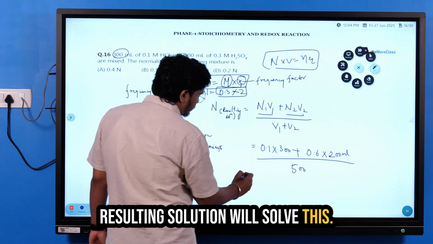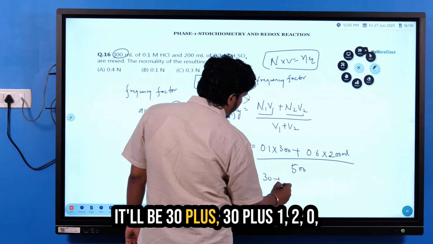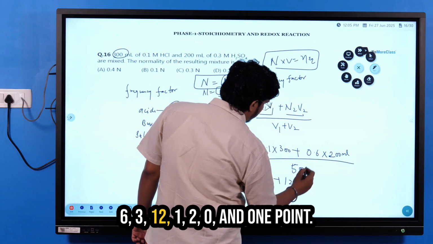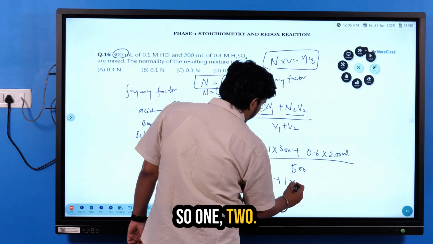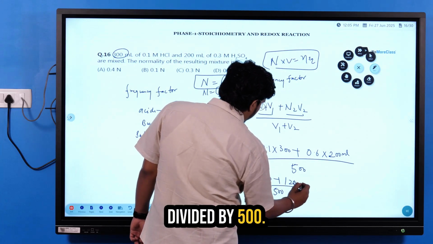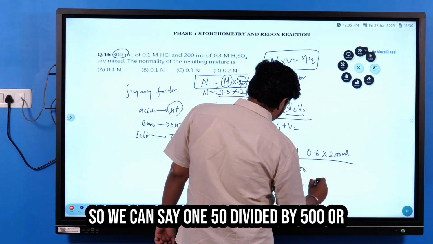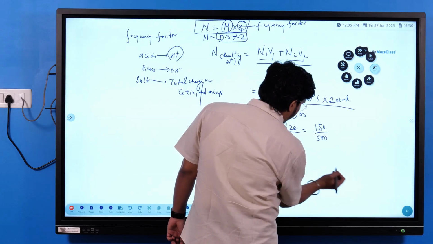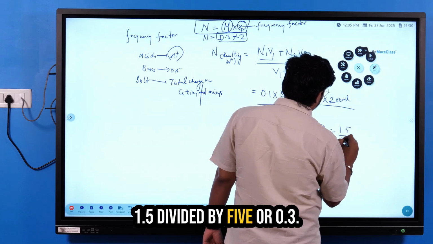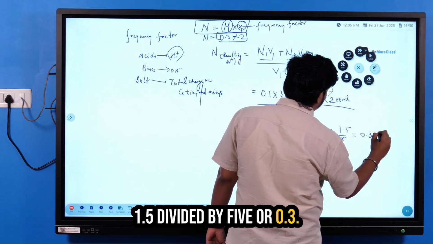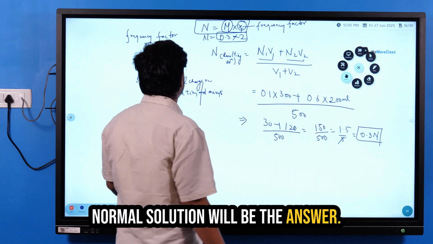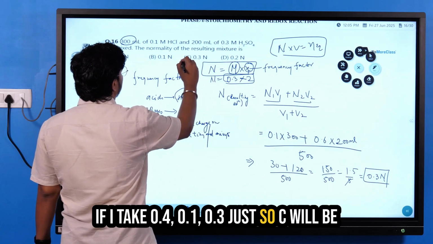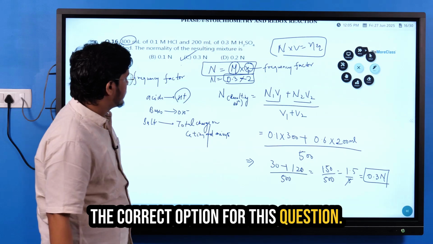If we solve this, it will be 30 plus 120 divided by 500. So we can say 150 divided by 500, or 1.5 divided by 5, or 0.3 normal solution will be the answer. 0.3 normal solution. Among the options 0.4, 0.1, 0.3, C will be the correct option for this question. Thank you.